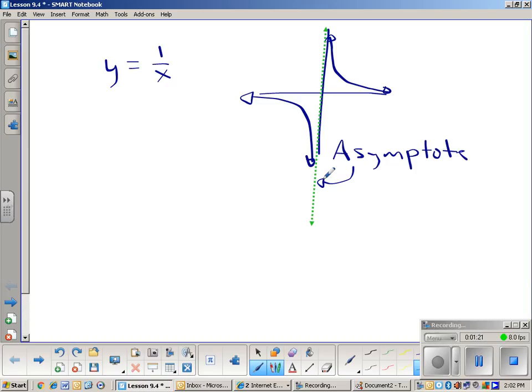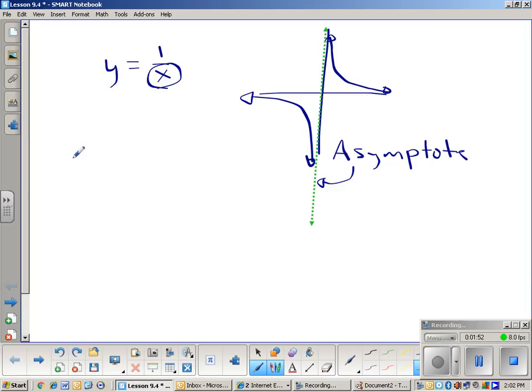Okay, where x equals 0. If we look at this, what do we notice? X is the denominator. What happens if x is 0? What's 1 divided by 0? Okay. It's undefined, right? Can't divide by 0. And so when the denominator is 0 there, I end up with this asymptote, don't I?